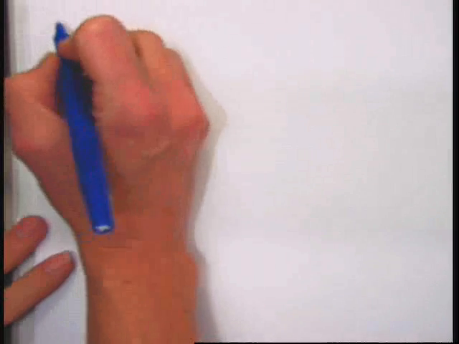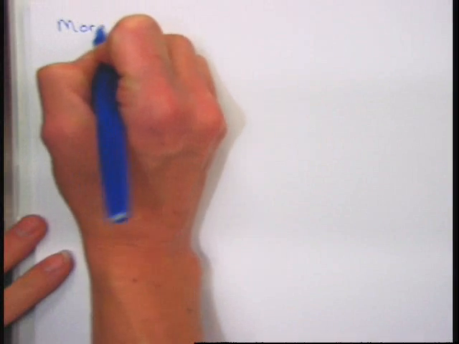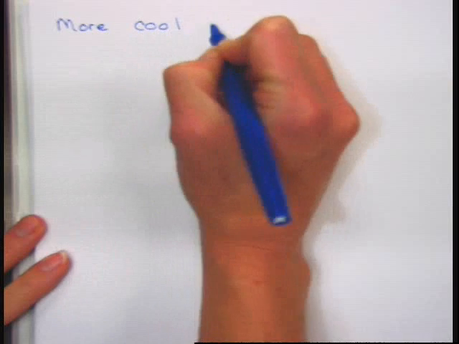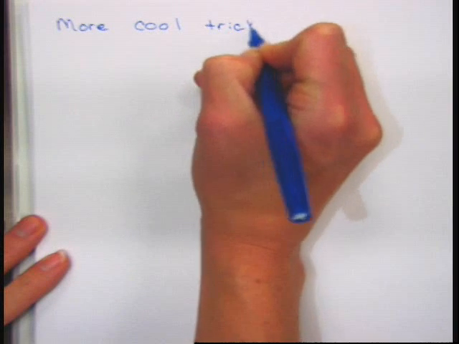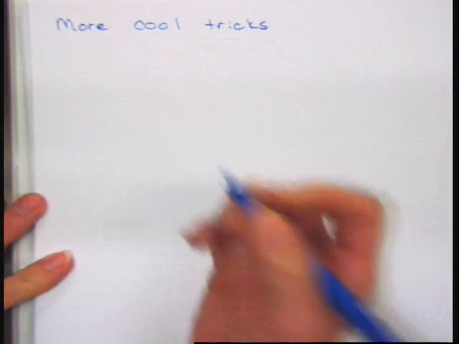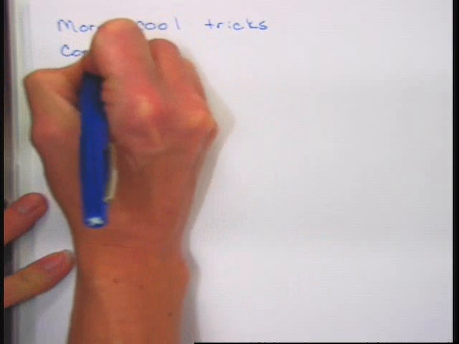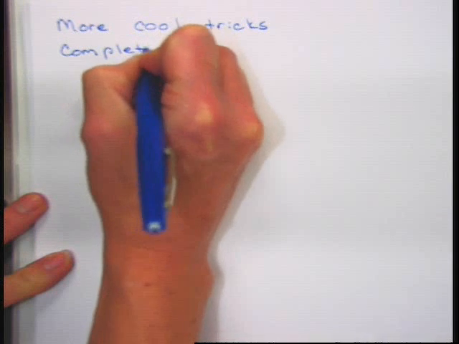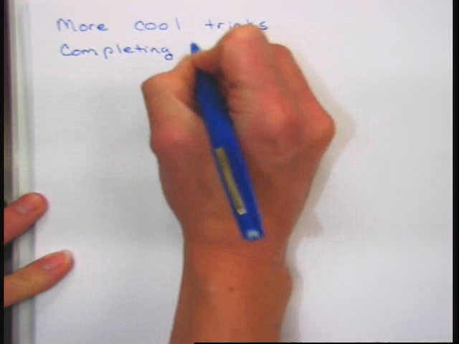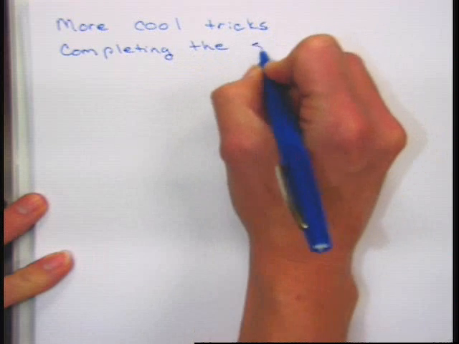All right. So now let's kind of go through some other tricks besides the ones that we just looked at. Let's look at this idea of more cool tricks. Let's look at this idea of completing the square. By now, you can complete the square, hopefully.